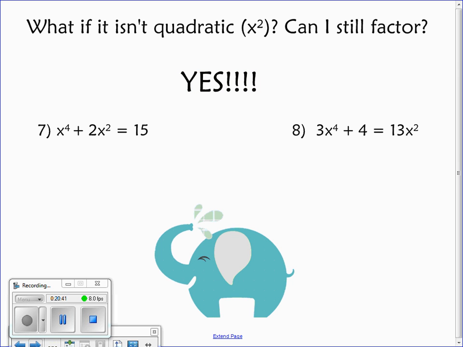All right. So like number 7, right away, what would be the first thing you would do? Before then, I'd move my 15. X to the 4th plus 2x squared minus 15 equals 0. Is there a GCF? No. Why do I stare at this, though, and it gives me fits? Everything I factor is always x squared. This is not. But take a look.